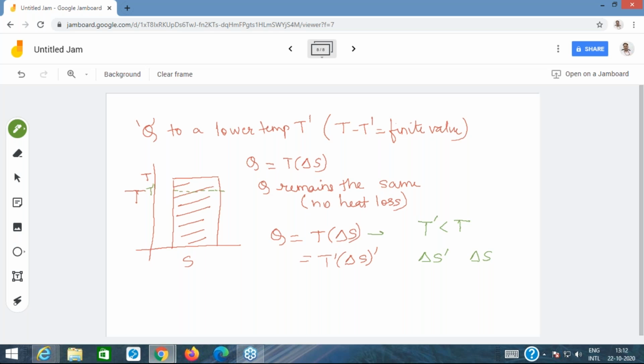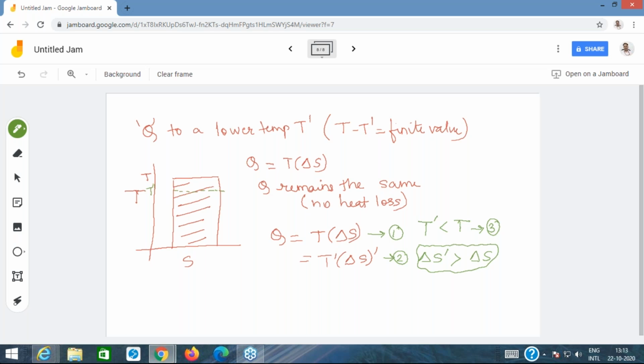Now, if we look at expressions 1 and 2, since there is no heat loss, just compare equations 1, 2, and 3. Look at the expressions 1, 2, and 3 mathematically. It would be obvious to you that delta S dash has to be greater than delta S. Is this clear or not clear? Delta S dash has to be greater than delta S if T dash is less than T.